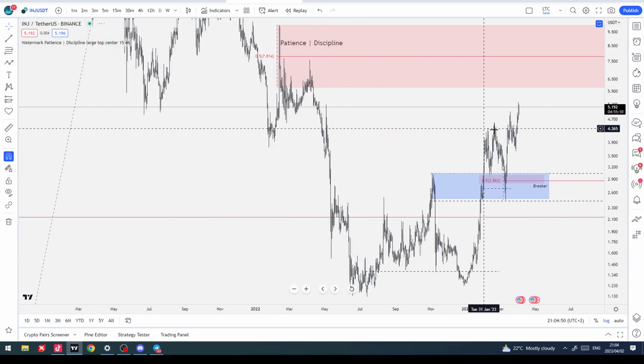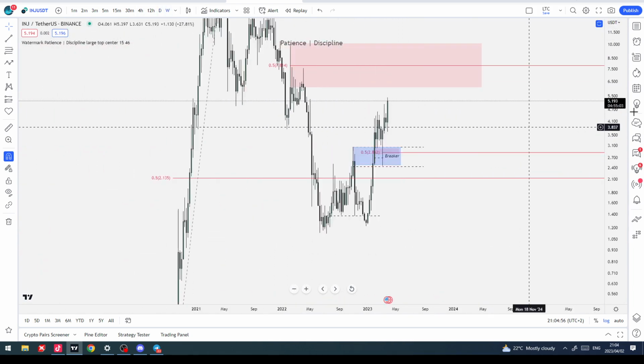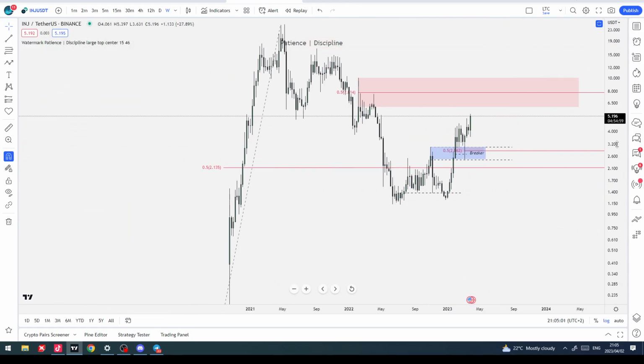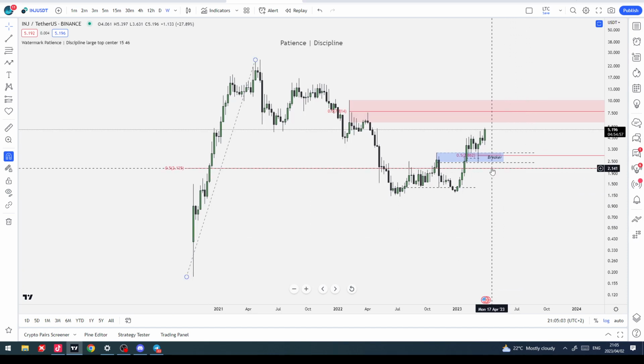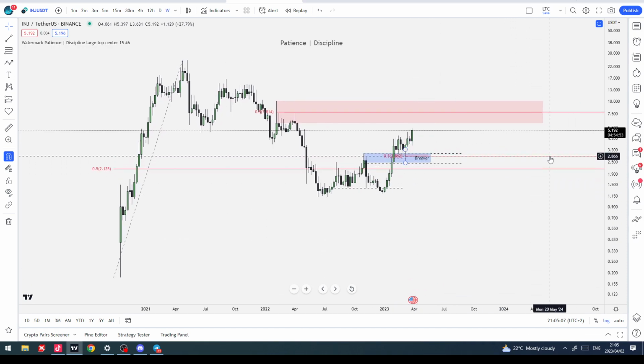So for INJ, we are looking for slightly higher prices, but a pullback, yeah, we could deal with the pullback. Could use a pullback. Nothing too fancy to say about INJ.